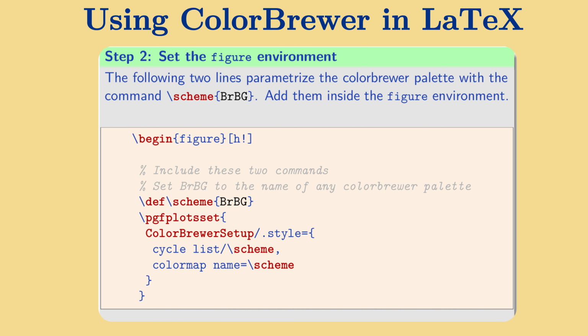To do this, we include 2 commands. First, one that defines the ColorBrewer scheme, and second, one that defines a PGFPlots color cycle configuration based on that scheme. These definitions can be placed at the beginning of each figure, which allows you to use different color palettes across different figures in the same document.